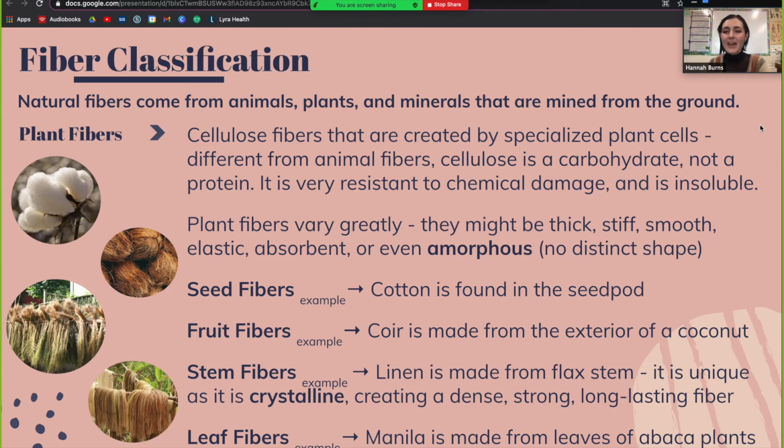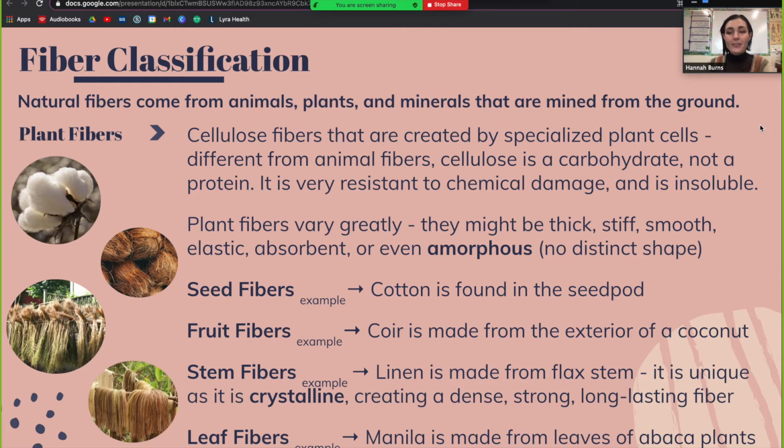Okay, so looking at fiber classification, moving on to plant fibers. Plant fibers tend to be cellulose. Cellulose fibers are created by specialized plant cells. These are different from animal fibers because cellulose is a carbohydrate, not a protein, which means that it is going to have different chemical properties. It's also very resistant to chemical damage and is insoluble in water, which is helpful. So plant fibers will vary greatly. They might be thick, stiff, smooth, elastic, absorbent, or even amorphous, meaning they don't really have any distinct shape.